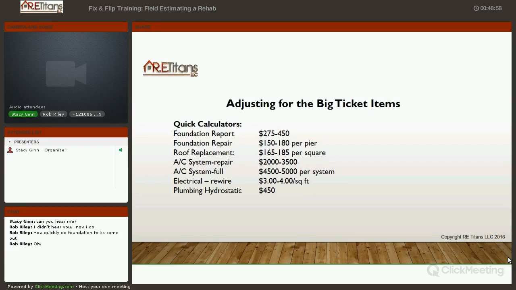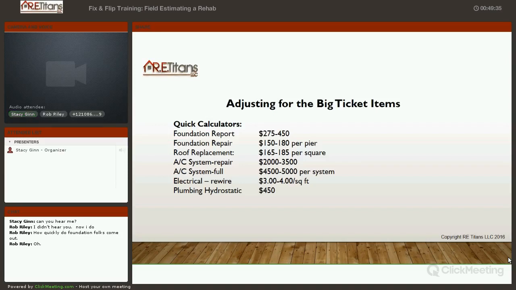Okay, very good. Going back to plumbing hydrostatic. If it's questionable, we probably want to get it done. What we have run into though, and this started kind of out in Baytown and some other areas, is that if we're in a permitted area, what we have seen is that they are requiring these underground sewer lines to be replaced. So we're almost by default budgeting in, at least as a contingency, if not as an absolute, that we're going to have to redo this underground plumbing.